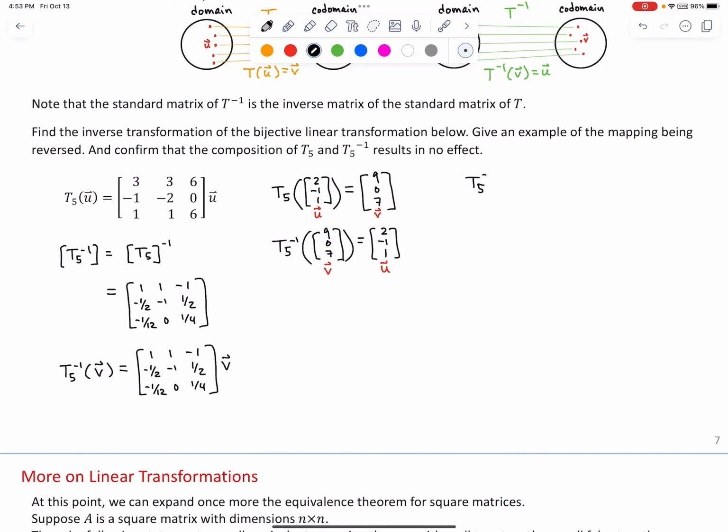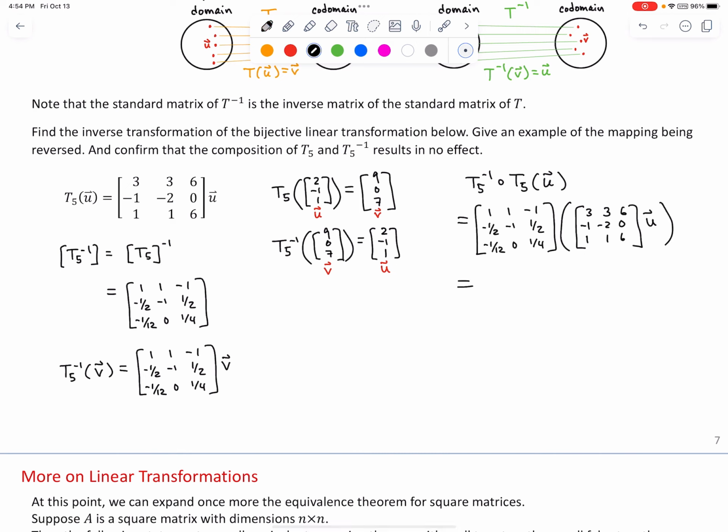T sub 5 inverse composed with T sub 5 of some input vector u. First I'll plug u into T5, which means I multiply it by its standard matrix. After I do this calculation, it would give me a vector I could call v. But now I'm going to take this vector v and plug it into T5 inverse, which means I'm going to multiply this vector v by the standard matrix for T5 inverse. And this back-to-back matrix multiplication would produce the composition.